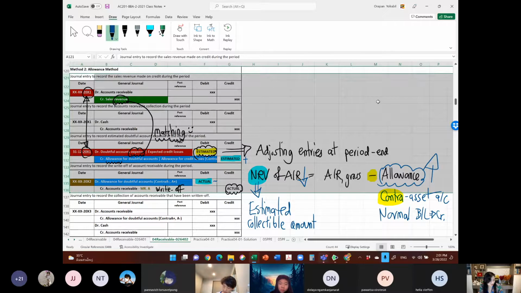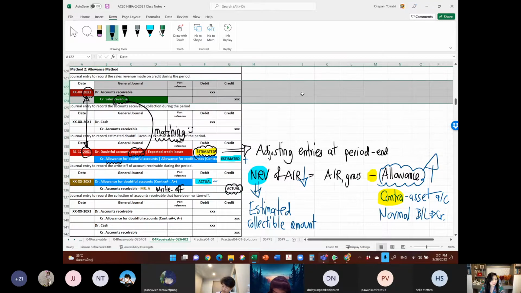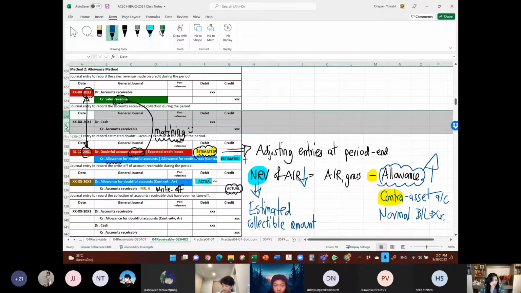Any questions up till here? So let me recap one more time. This first entry is when you have made the sales on credit. And this entry is when you collect the receivable.